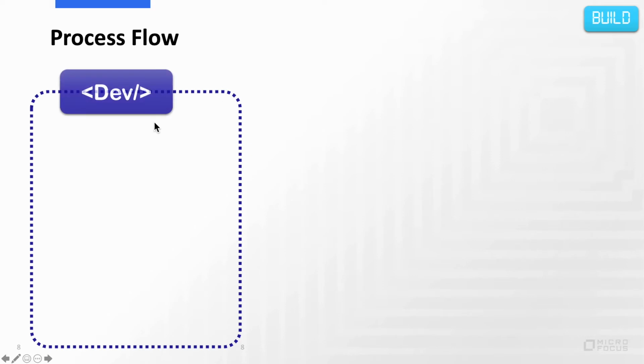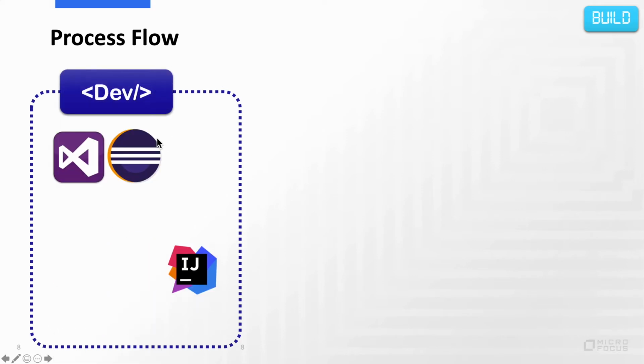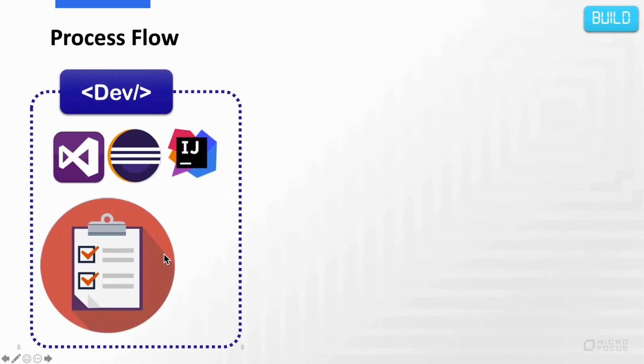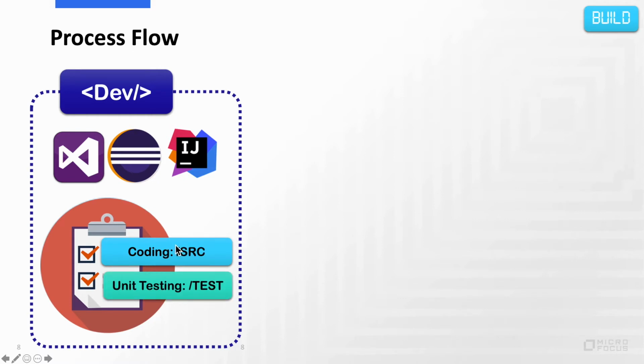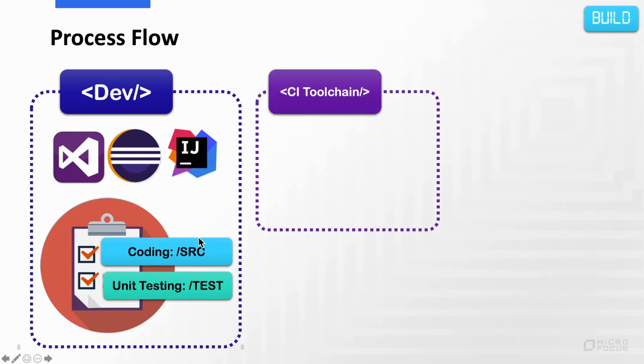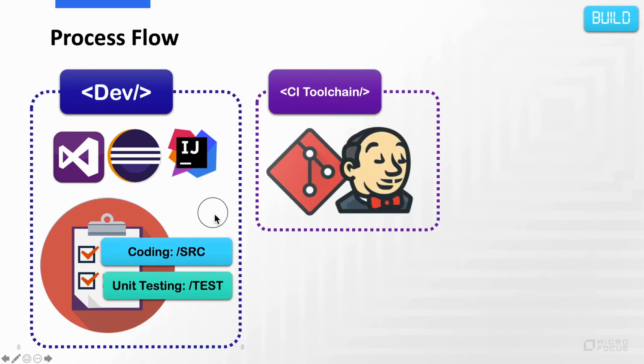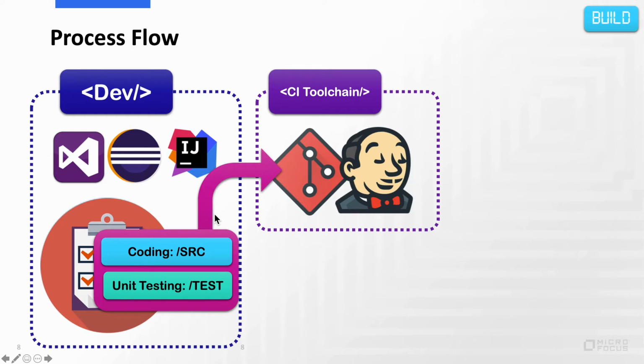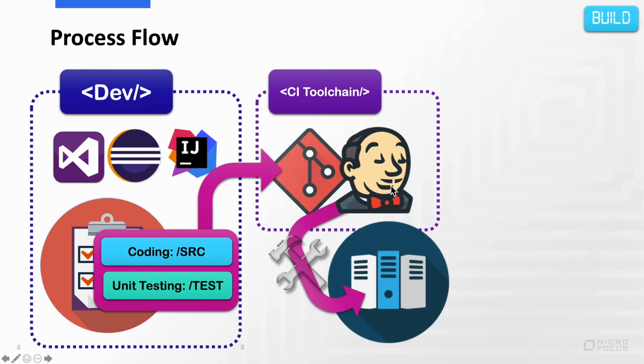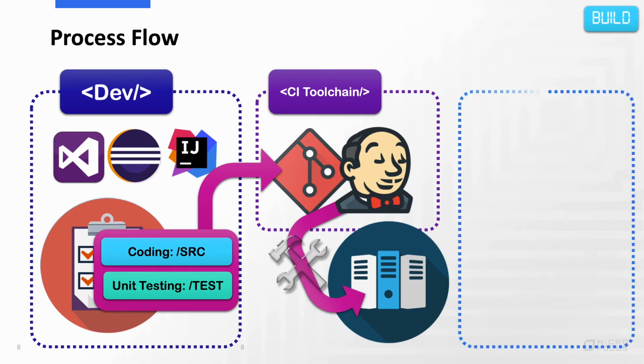So you have a developer. They're working in Visual Studio, Eclipse, or IntelliJ, and they're developing source code and unit tests of that source code. Then you have your CI/CD tool chain, which consists of a source code repository and Jenkins. As the developer checks in code, Jenkins sees that check-in and then builds that against a test environment. Now it's pushed over to the QA team, who is now going to qualify this application candidate.